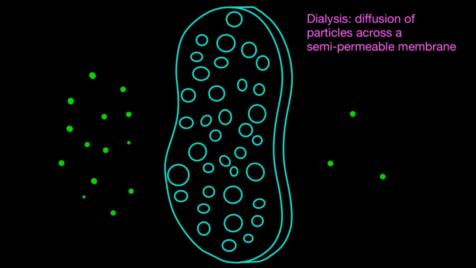So here we have a semi-permeable membrane in the middle, and we have particles on both sides, and let's assume we have solutions holding these particles, and as you can see there's more on the left side than on the right side. There's 14 particles here, and there's 3 particles here.